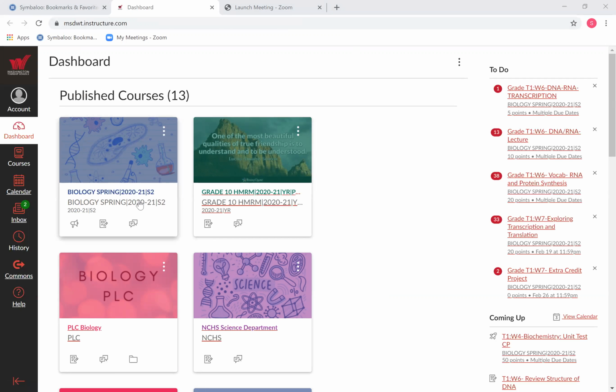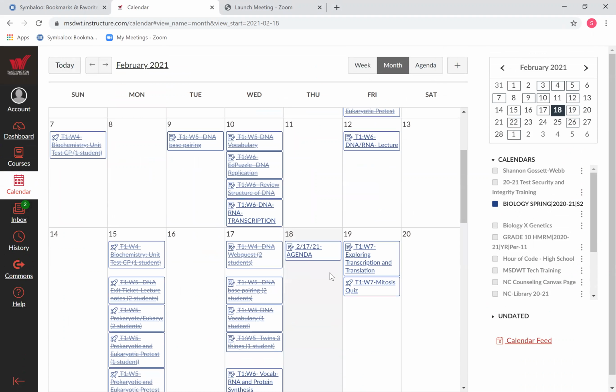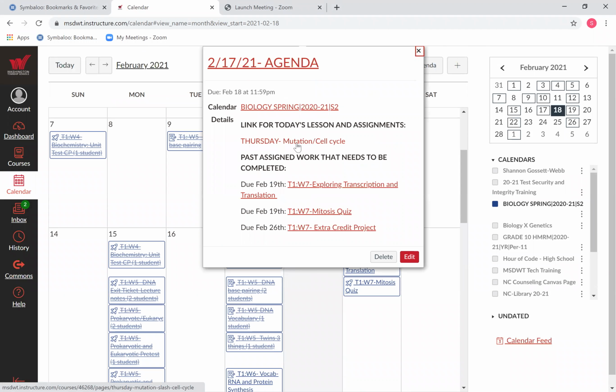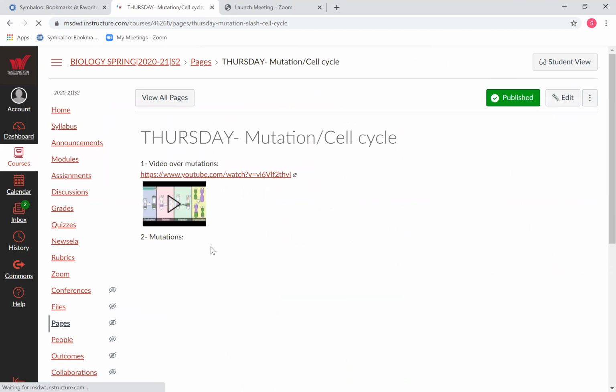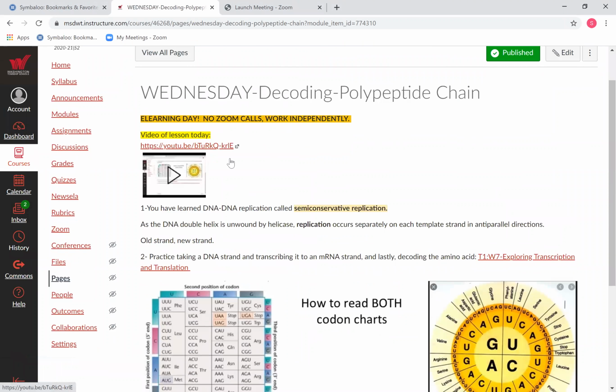Okay, you can either go through the biology dashboard or the calendar. I think the calendar is a little quicker. So I go to the agenda. This is for today. Like I said, I'm going to go backwards and look at Wednesday.